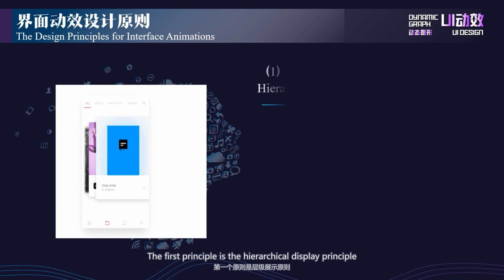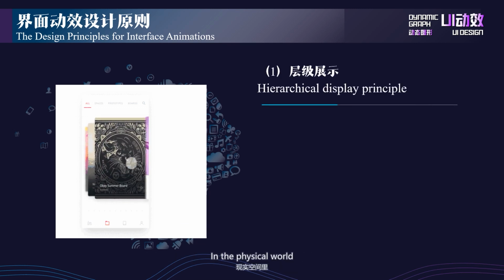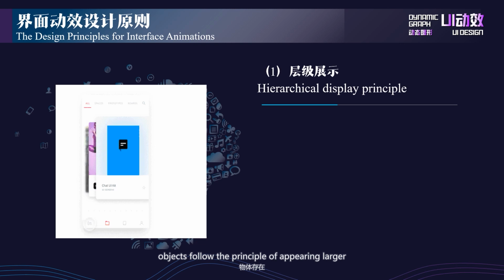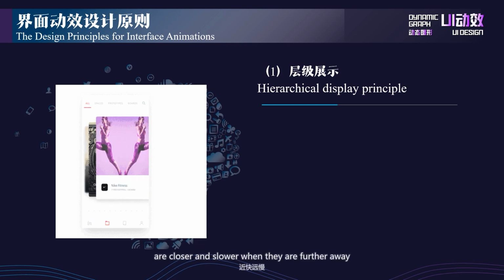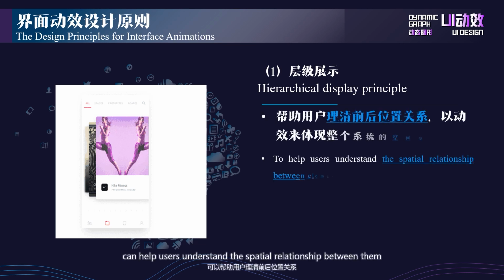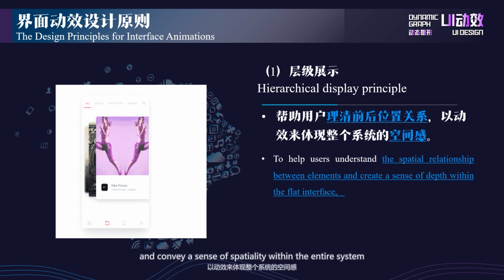The first principle is the hierarchical display principle. In the physical world, objects follow the principle of appearing larger when they are closer and smaller when they are further away. Similarly, motion appears faster when objects are closer and slower when they are further away. When elements in the user interface exist at different levels, appropriate animations can help users understand the spatial relationship between them and convey a sense of spatiality within the entire system. Therefore, the focus of this principle is to help users understand spatial relationship between elements and create a sense of depth within the flat interface.